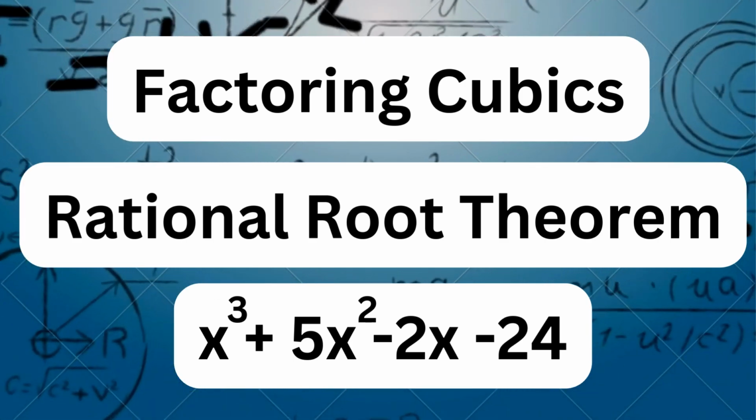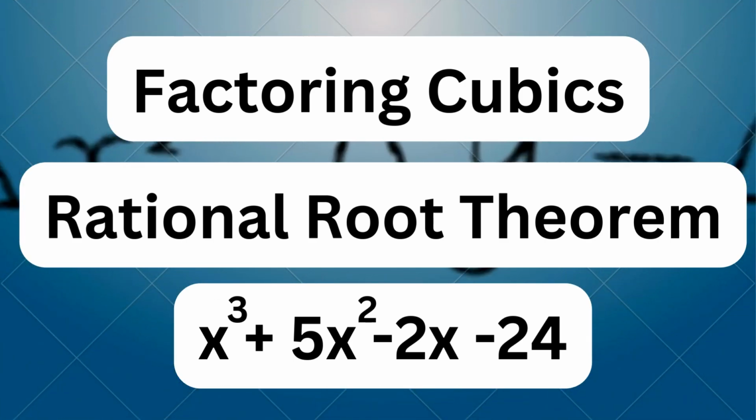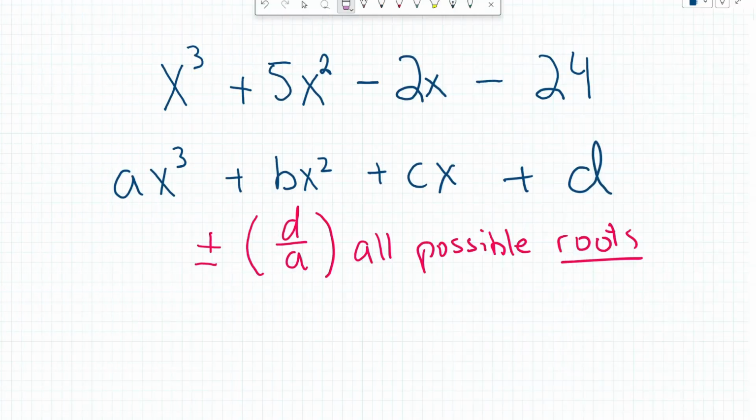Today I'm going to show you a quick and easy way to factor cubic polynomials using the Rational Root Theorem. Let's dive in and start with an example: x cubed plus 5x squared minus 2x minus 24.